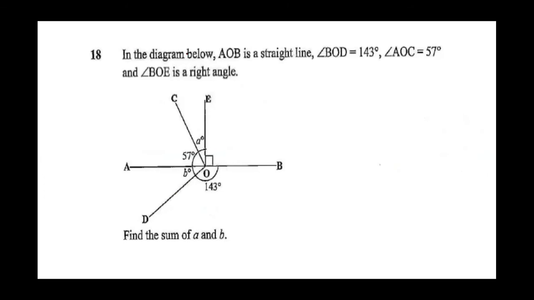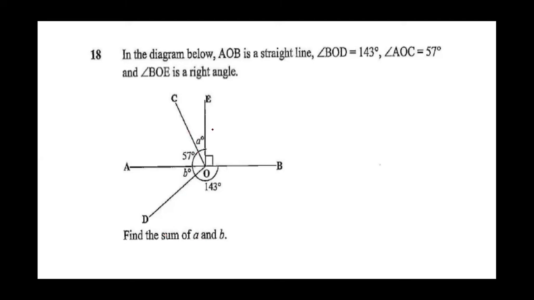Alright. In the diagram below, AOB is a straight line. BOD is equal to 143. AOC is equal to 57 degrees, and the angle BOE is a straight angle. Alright, find the sum of A and B. So here they are saying we should find the sum of A and B.